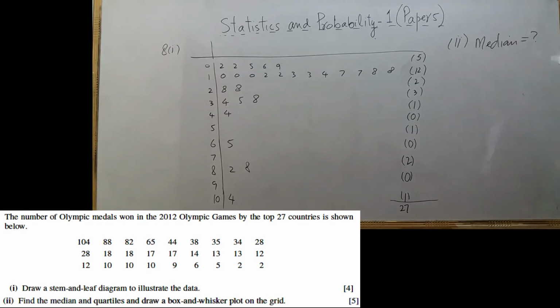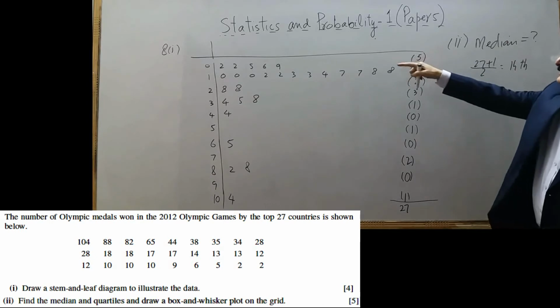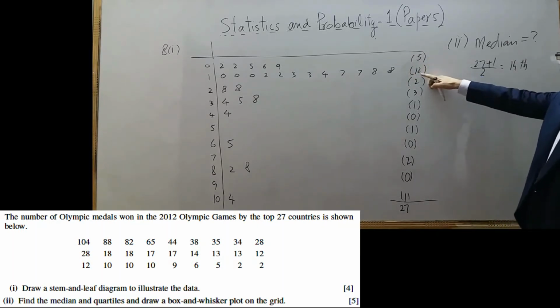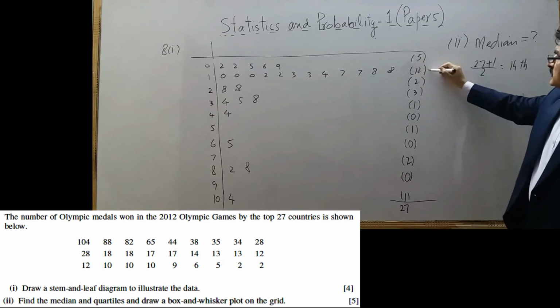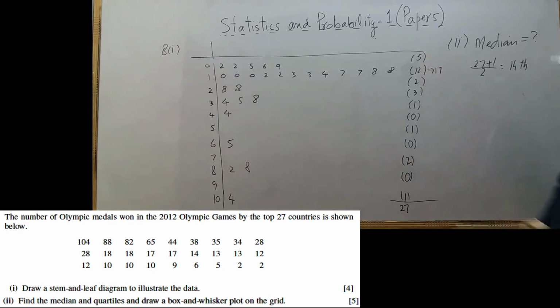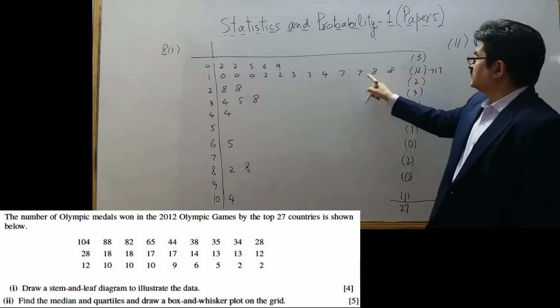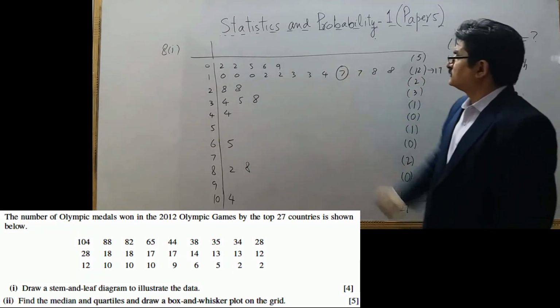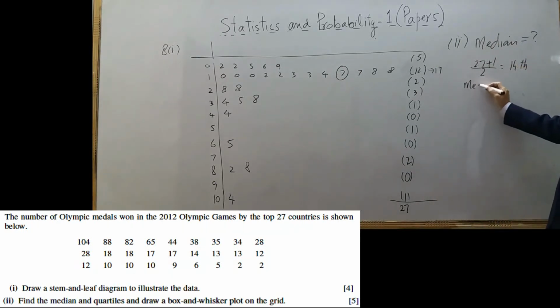How will you find the median? Again see that there are 27 values. So if you add 1 to it and divide by 2, you will get the 14th value. So the 14th value will be the median. See that we have 5 values in the first row, and then we have 12 values. So up to this point we have 17 values, 12 plus 5, 17. But we need the 14th. So this is 17, 16, 15, and this will be the 14th value. So our median is 17.